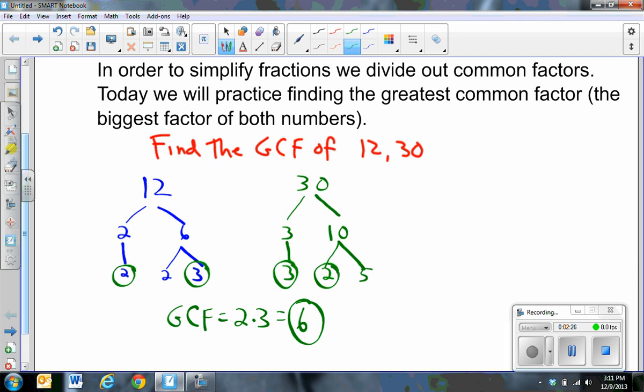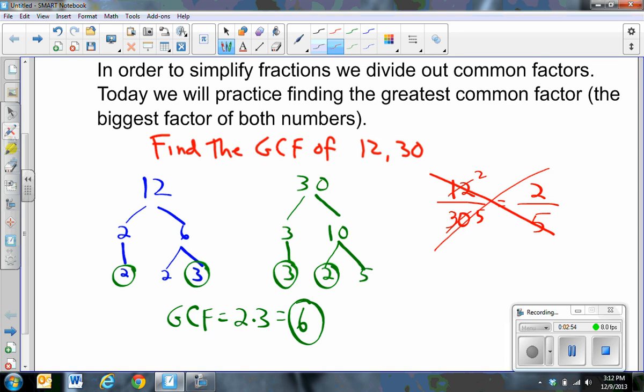And later on, you don't have to do this now, but just so you recognize the point here of why we're doing this, if we wanted to reduce 12 over 30, we would divide a 6 out. 6 goes into 12 twice. 6 goes into 30 5 times. So 2/5 is the simplest simplified fraction. Okay, but we don't have to worry about this now. All we're going to do today is practice greatest common factor.